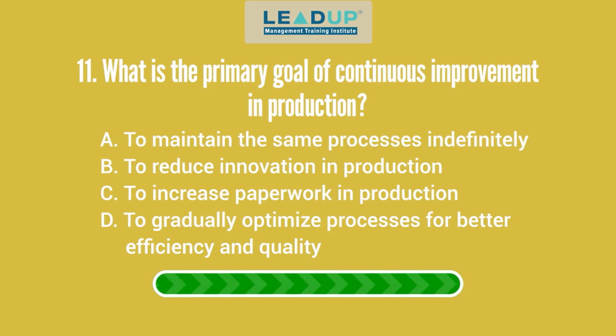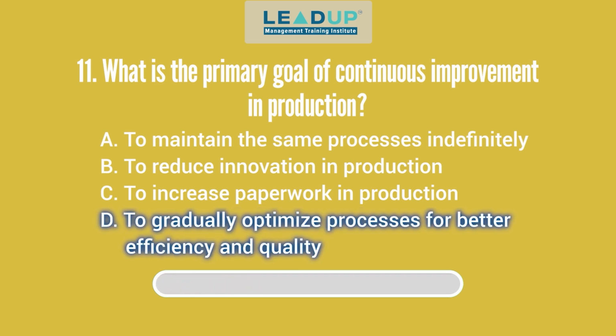What is the primary goal of continuous improvement in production? A. To maintain the same processes indefinitely. B. To reduce innovation in production. C. To increase paperwork in production. And D. To gradually optimize processes for better efficiency and quality. The answer is to gradually optimize processes for better efficiency and quality.